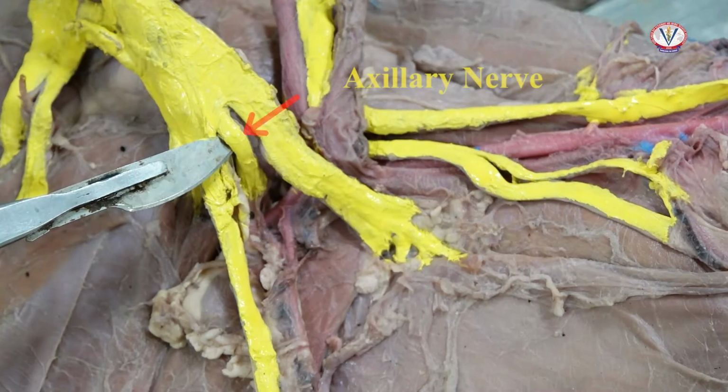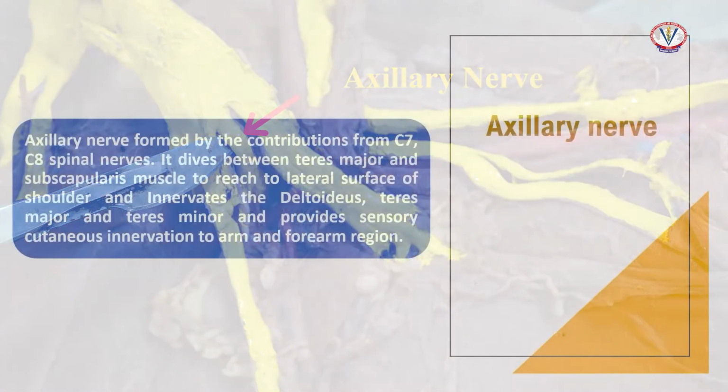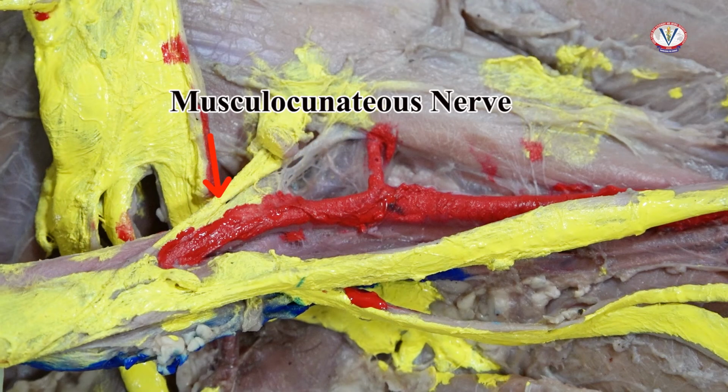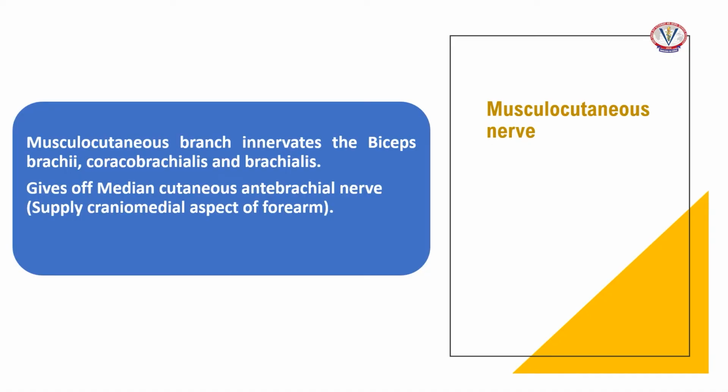Axillary nerve is formed by the contributions from the cervical spinal nerves 7th and 8th. It dives between the teres major and subscapularis muscles to reach the lateral surface of the shoulder, innervates the deltoideus, teres major, teres minor, and provides sensory cutaneous innervation to arm and forearm region. The musculocutaneous nerve innervates the biceps brachii, coracobrachialis, brachialis. It gives off median cutaneous antebrachial nerve, supplying craniomedial aspect of the forearm.